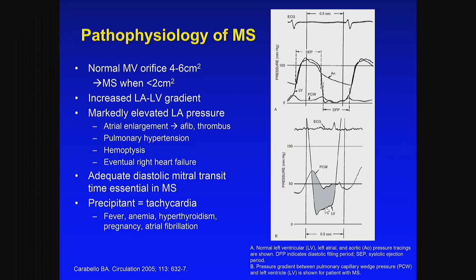And because of that high gradient of pressure, it takes more time for blood to fill the left heart in diastole. So the heart likes it when the rate is slower in mitral stenosis, whereas clinical compromise can arise with tachycardias. And indeed, the precipitant and recognition of mitral stenosis is often accompanied by a condition that leads to tachycardia, such as appropriate tachycardia in the case of fever or anemia, or the tachycardia that arises in hyperthyroidism, pregnancy, or even atrial fibrillation.